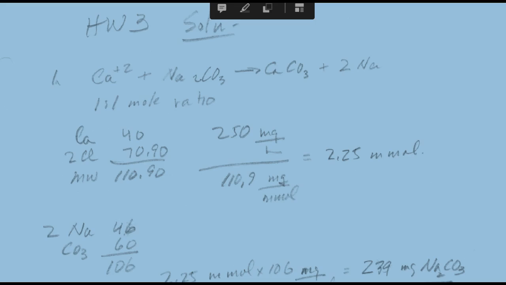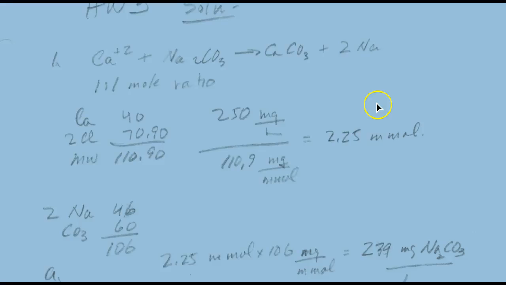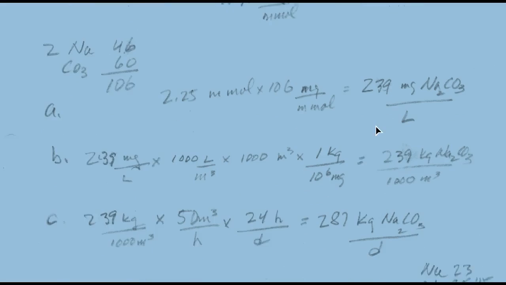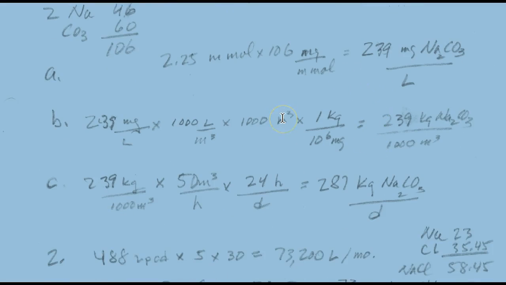So we have removal of calcium by the addition of sodium carbonate to precipitate calcium carbonate. So calcium carbonate, 1 mole of calcium, 2 moles of chlorine, molecular weight of 110, 250 milligrams per liter gives 2.25 millimoles. Molecular weight of soda ash is 106. So 2.25 millimoles times 106 is 239 milligrams of calcium carbonate.